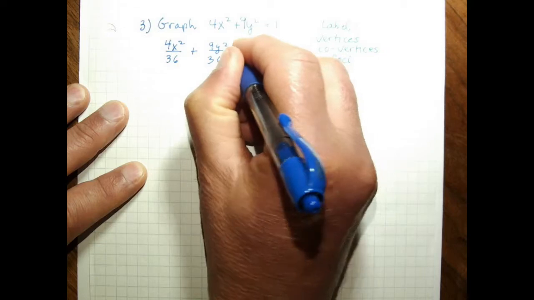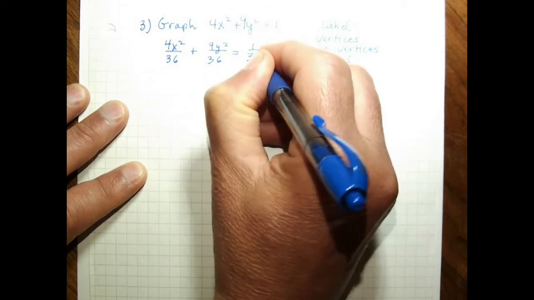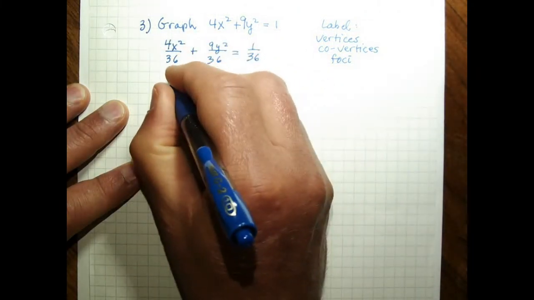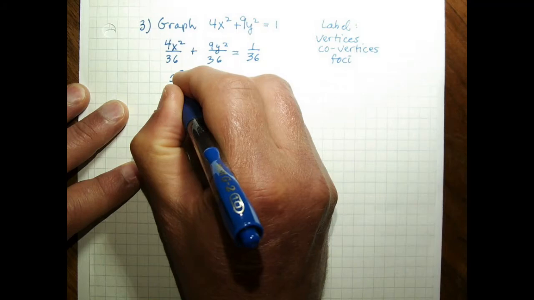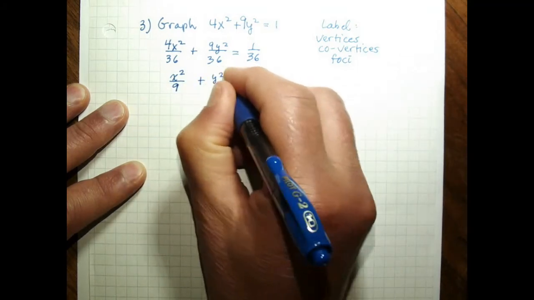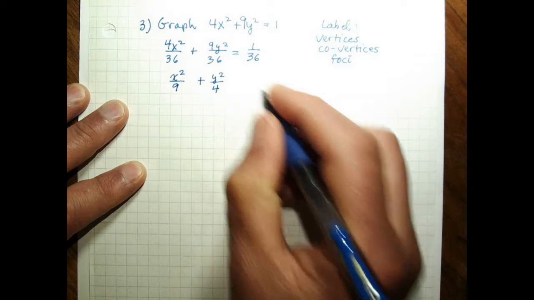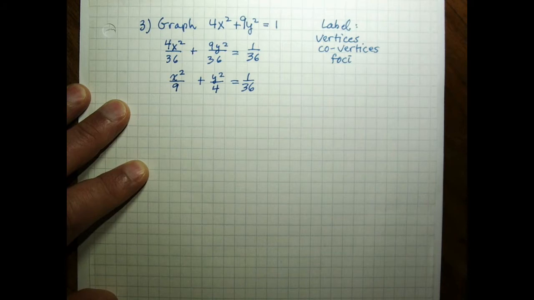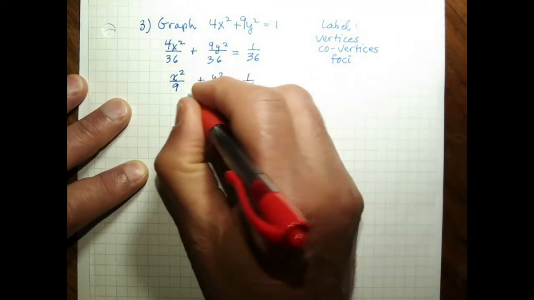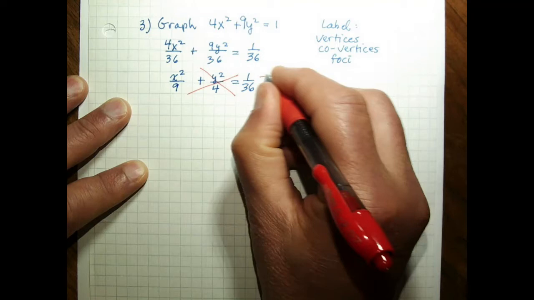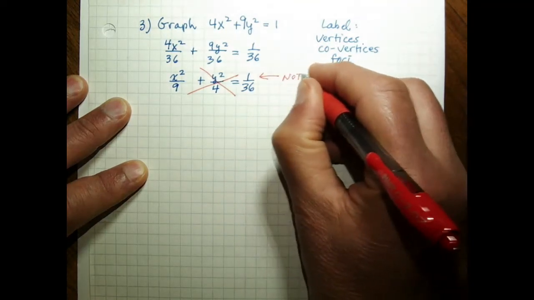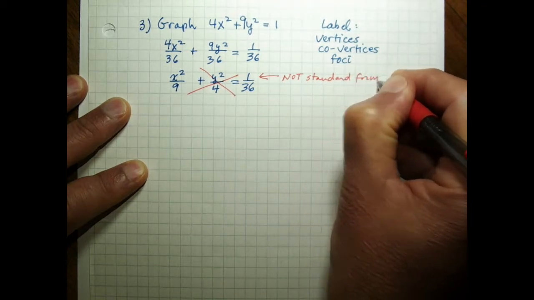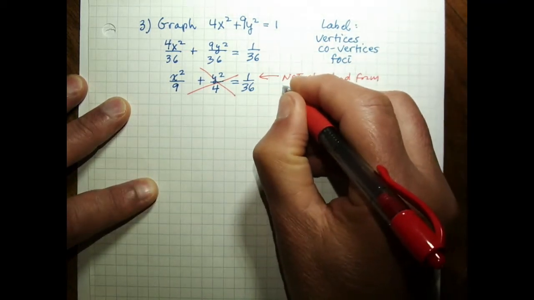So I'm dividing the left-hand side by 36. I'd have to divide the right-hand side by 36. And then you can do some canceling. So we get x squared over 9 plus y squared over 4 equals 1 over 36. But we don't really like this. This isn't so good because this is not standard form, and so it's not useful.